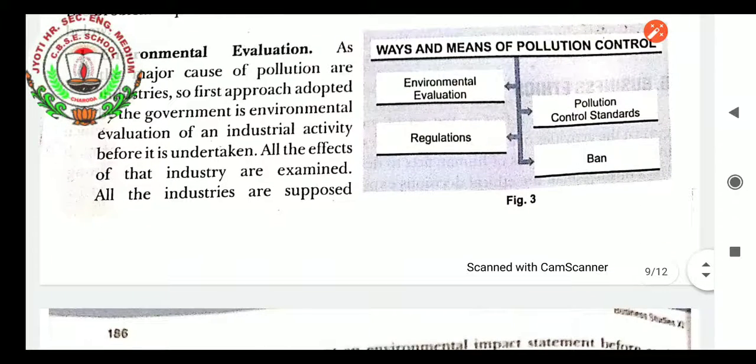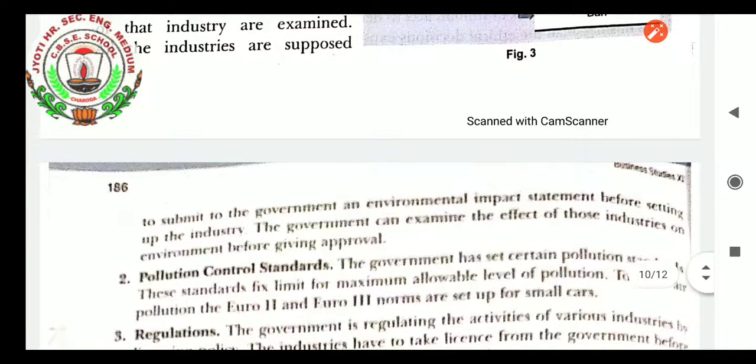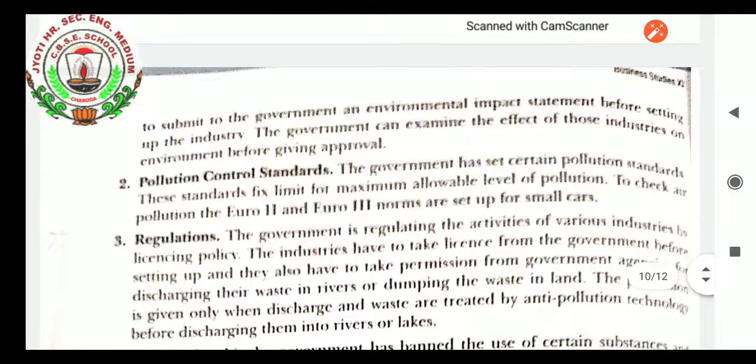All the effects of that industry are examined, and all industries are supposed to submit to the government an environmental impact statement before setting up the industry. The government can examine the effect of these industries on the environment before giving approval. Pollution control standards. The government has set certain pollution standards. These standards fix the limit for the maximum allowable level of pollution. To check pollution, the Euro 2 and Euro 3 norms are set for small cars.